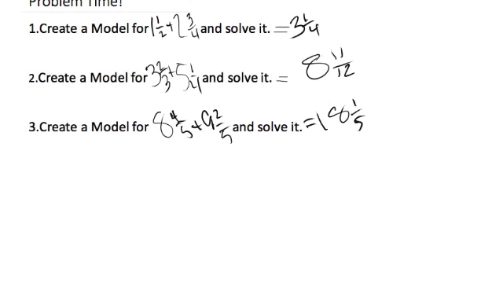So for number 1, we have 1 plus 1/2 plus 2 3/4 equals 3 1/4. For number 2, we have 3 2/3 plus 5 1/4 equals 8 11/12. And number 3 is 8 4/5 plus 9 2/5. And you get 18 1/5. This might look a little whack, but I just have bad handwriting.